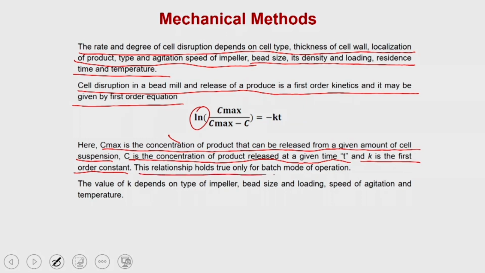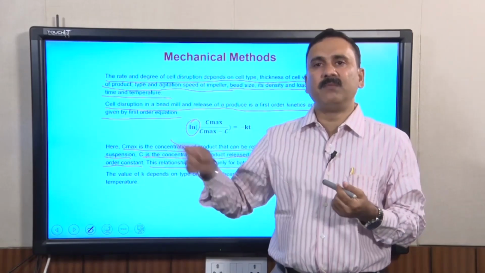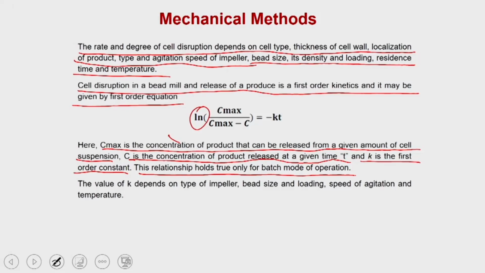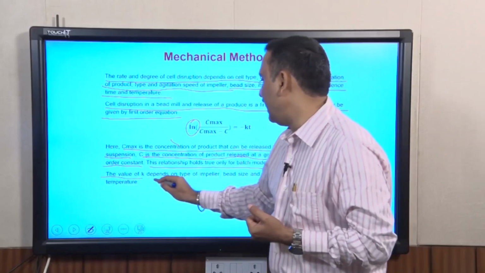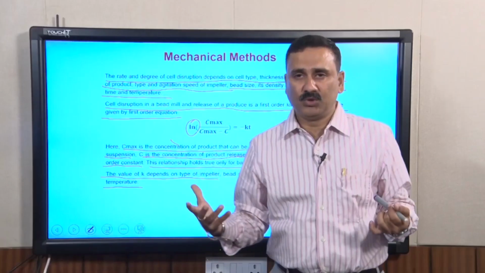This relationship holds only for the batch mode of operation, which means it is not the continuous mode of operation. Once you fill the chamber, then you keep running, and that actually will maintain this particular type of relationship. The value of K will depend on the type of impeller, the size of the impeller, the loading, the speed of agitation, and the temperature. And depending on the K, you will get better grinding, better homogenization.